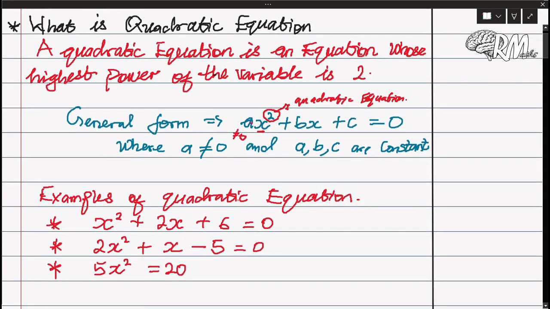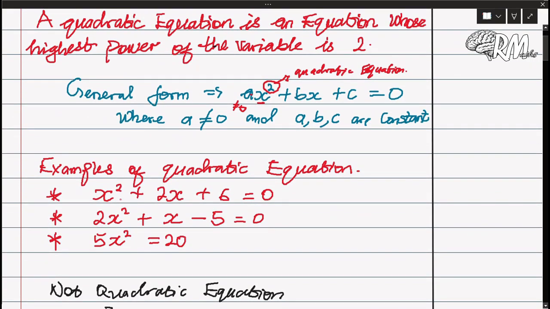Now let's see some examples under quadratic equation. We have x squared plus 2x plus 6 equals 0. We also have 2x squared plus x minus 5 equals 0, and 5x squared equals 20. Now if you notice the power in this x, we have 2 here, we have 2 here, we have 2 here. So this is how we know a quadratic equation question. When we see the power is always raised to power 2, we know this is a quadratic equation.